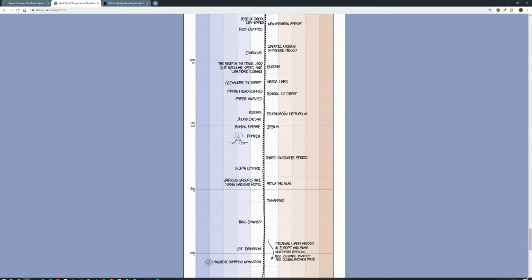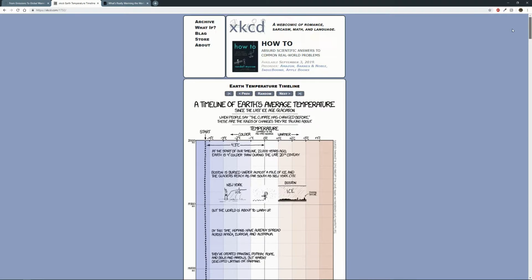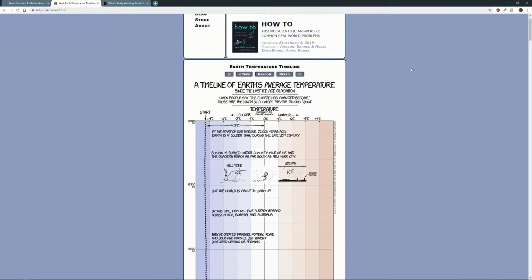So the whole idea is that, yes, the climate has changed in the past. We know this, of course. There have been warmer periods and cooler periods, but what's alarming is the rate at which it's occurring. And so this chart is really useful in displaying that information.